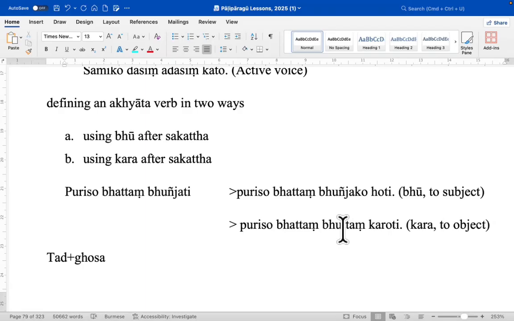But when we add kara, at that time there come to be two objects. The sentence comes to have two objects. So bhuñjati becomes bhuñjāpeti. This is called sakata because we add karoti. So Puriso purisaṃ bhattaṃ karoti means the man makes the rice eaten. This English sentence may not exist in the English language, but in Pāli such a sentence exists.